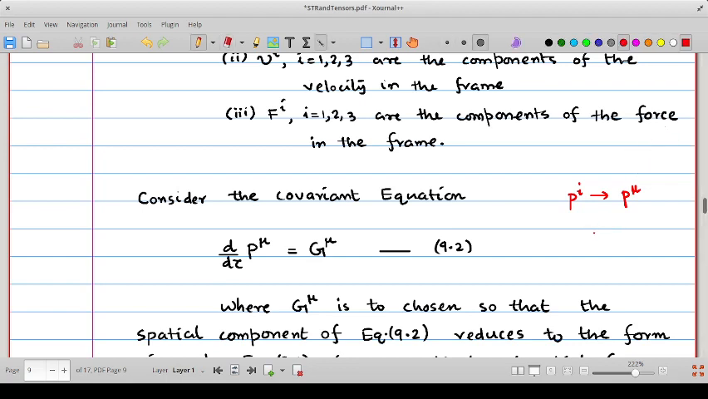Now, this pi can be written as m0 gamma vi, where vi are the usual velocities of the particle, the Cartesian components of the velocity of the particle measured in that particular frame of reference, as we have already seen in the earlier class.